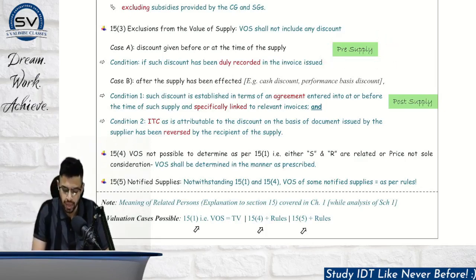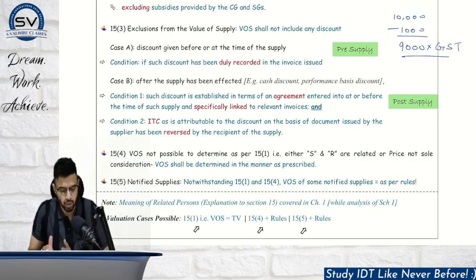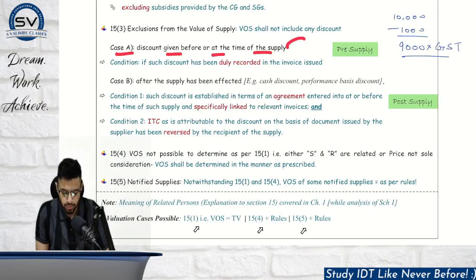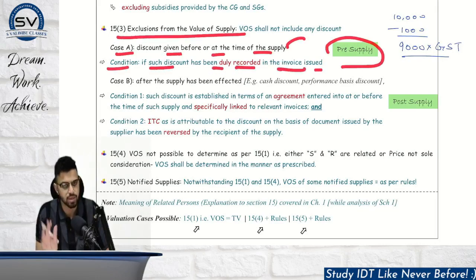So let's say in the invoice itself is shown as 10,000 minus discount 1,000. And the final amount is 9,000. So 9,000 will be leviable to GST. This is a no-brainer. Like there is not much analysis involved. So let's see. Discount given before or at the time of supply. Condition: the discount has been duly recorded in the invoice. In that case, this has to be excluded.